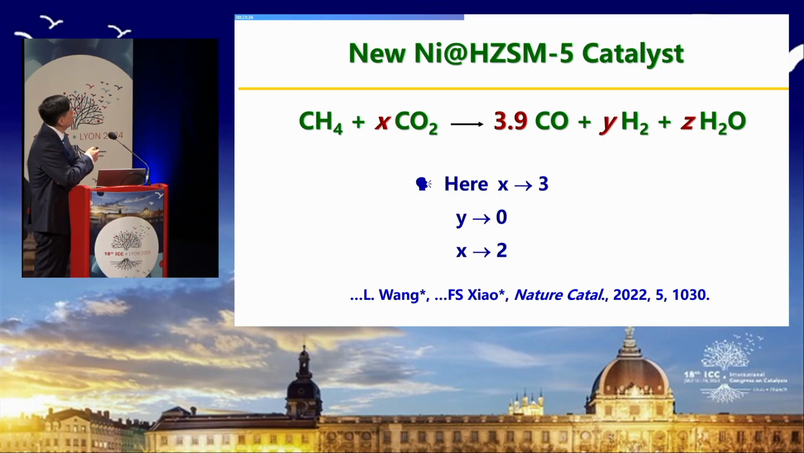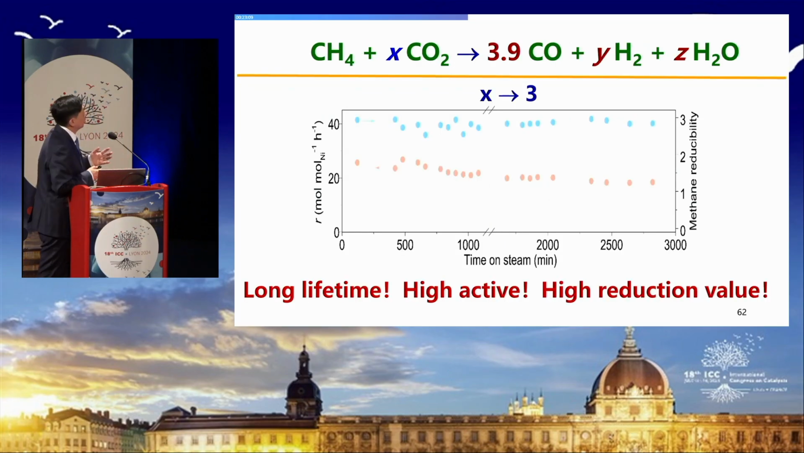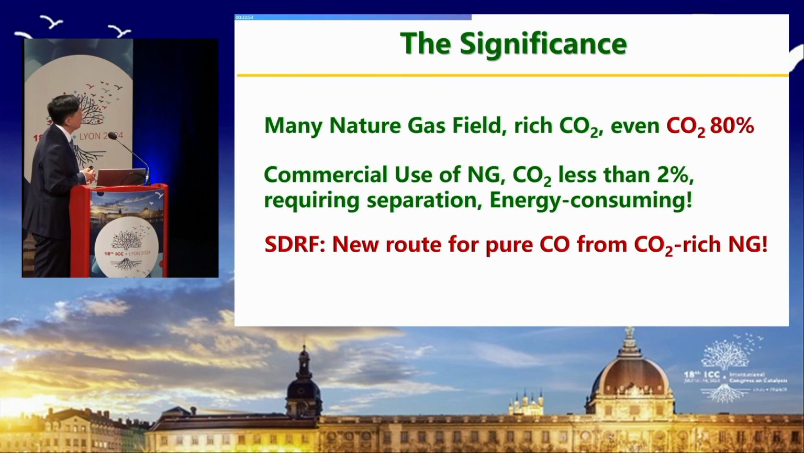Here, the S value is almost 3. This is very high. One methane with almost 3 CO2 to form pure 4 CO. Here, hydrogen and water are almost 0. Also I show you the stability. After 3,000 minutes it is still very stable. So this catalyst has long life, is highly active, and has a high reduction value.